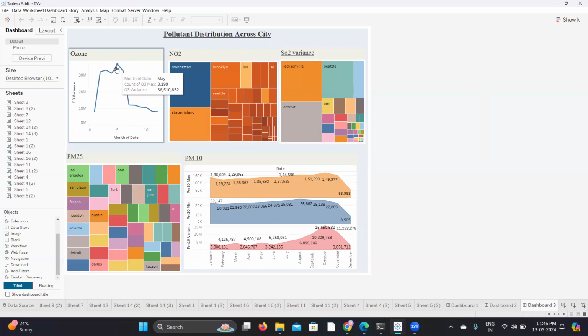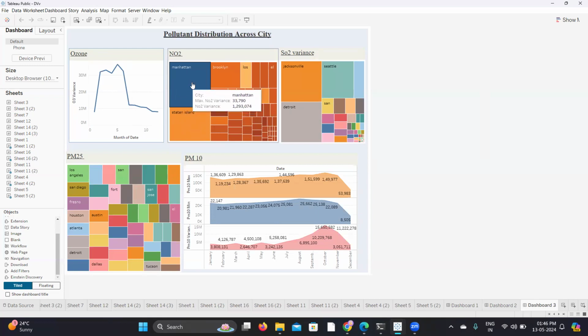This could correlate with increased sunlight and higher temperatures, which accelerate the chemical reactions that produce ozone. The sharp decline following the peak suggests a return to lower variance levels, likely due to seasonal changes affecting ozone production. Next, we have NO2, which is a tree map.